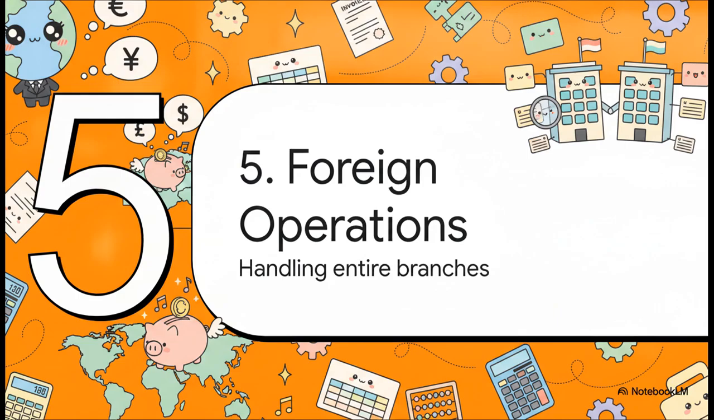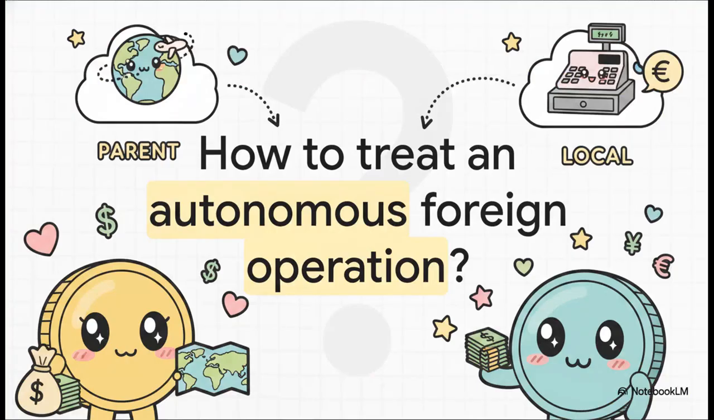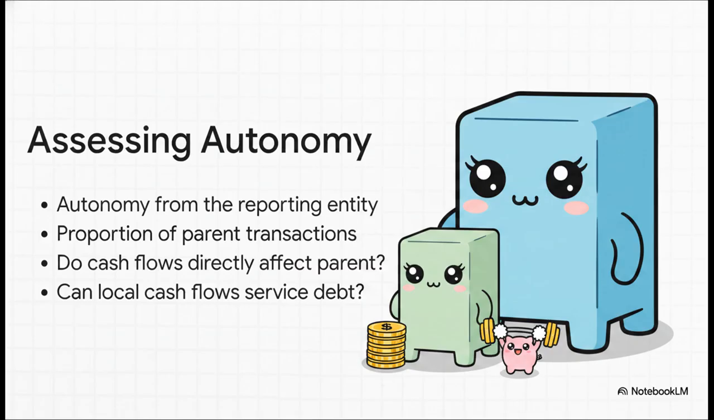Section 5. Handling foreign operations. We've mastered the single invoice and the whole company translation, but what about owning an entire branch in another country? When it's time to consolidate, the parent company faces a big question. Is this foreign operation just a pure extension of the parent, or is it basically running its own show in its own local currency? To figure out their level of autonomy, you have to check a few key indicators.